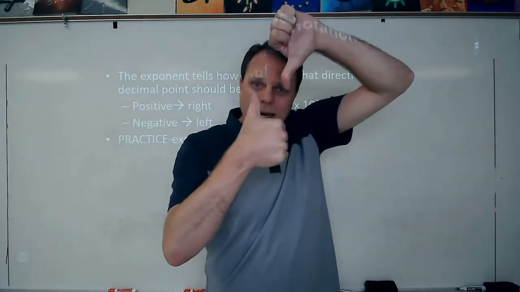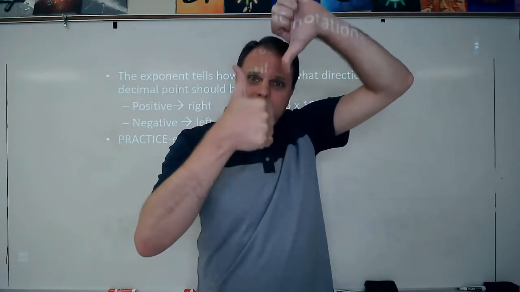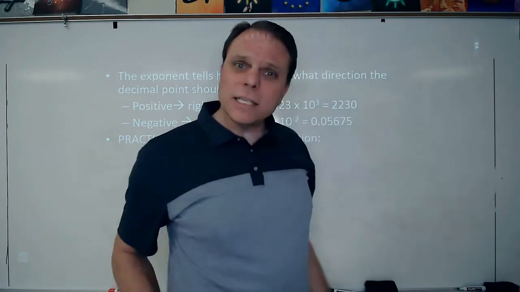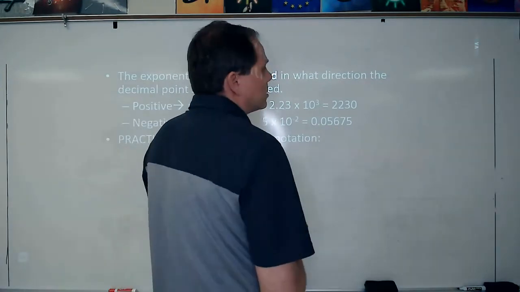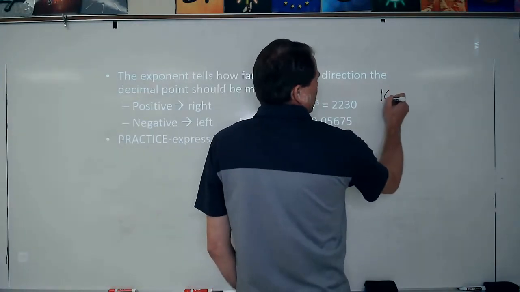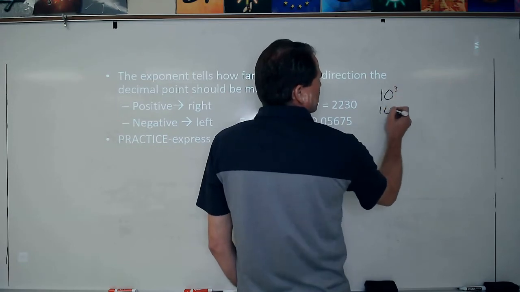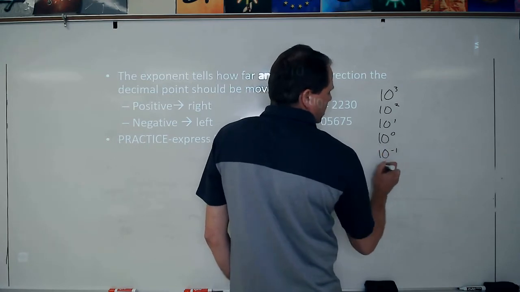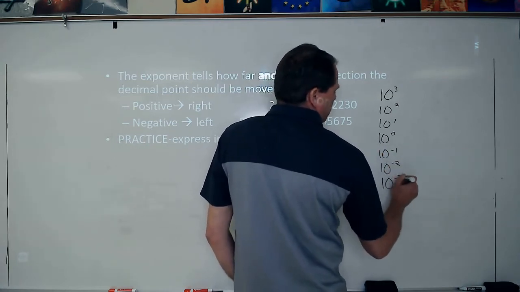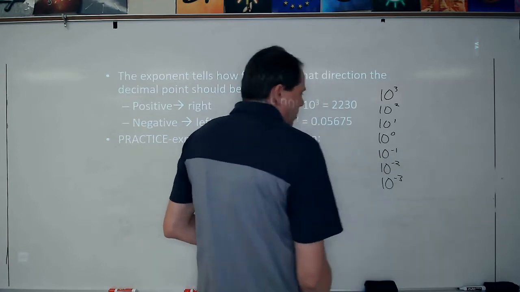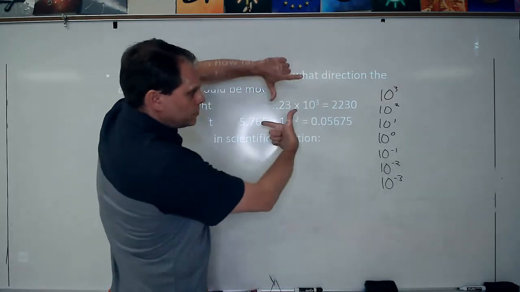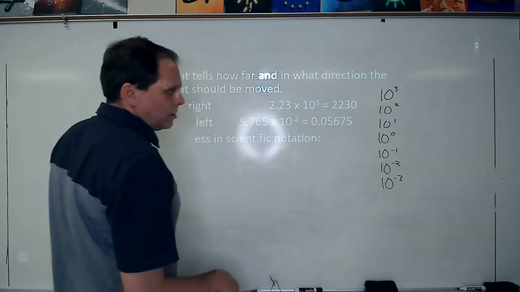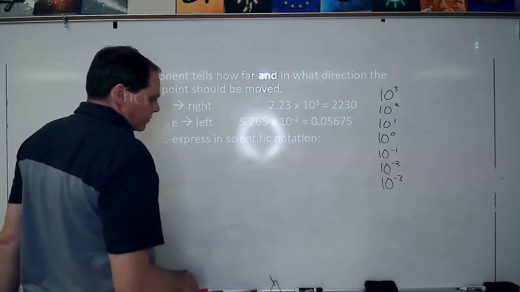Our thumbs are going to indicate the direction that the exponent goes, and our fingers are going to indicate the direction that the decimal goes. So if you think about a number line, let's say we have a number line that's like 10 to the third, 10 to the second, 10 to the first, 10 to the 0, 10 to the -1, 10 to the -2, 10 to the -3. Remember that your exponent is going to be going up or down, and your decimal is going to be going left or right.